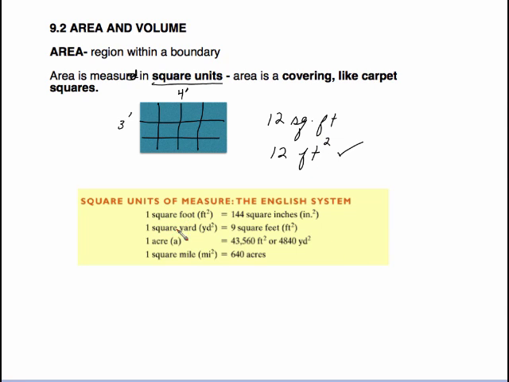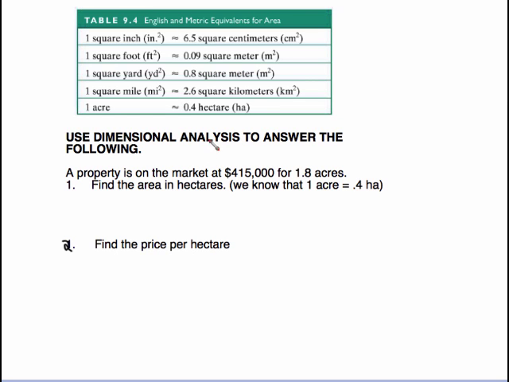We will have charts in this section just like we did with 9.1 that show us all of the conversion values. Now this chart is specifically for conversions within the English system. This chart is converting between the English and the metric system.